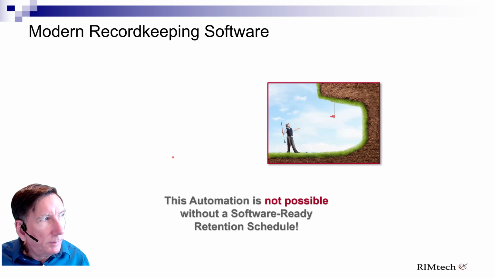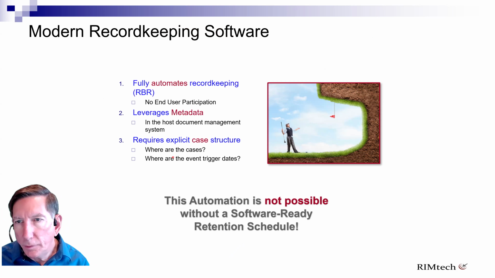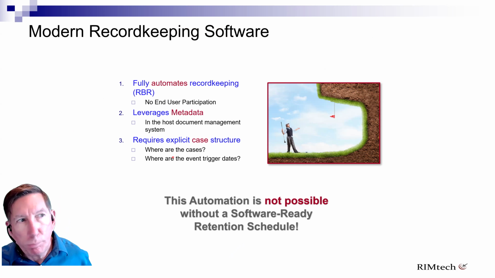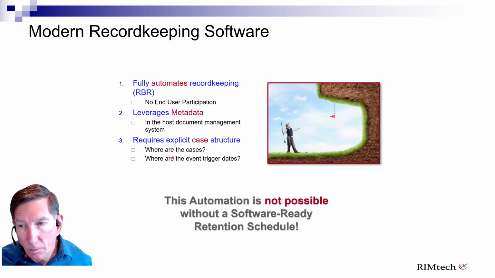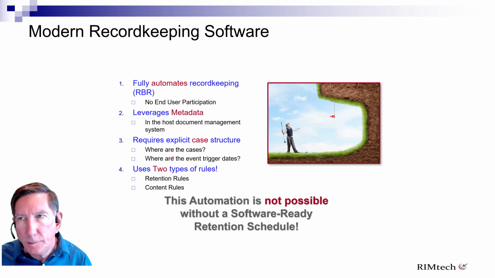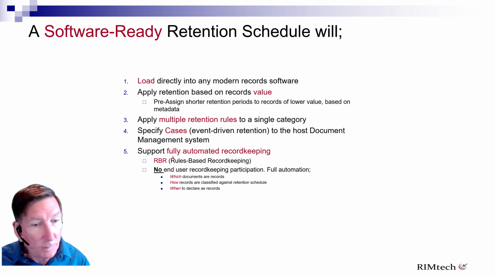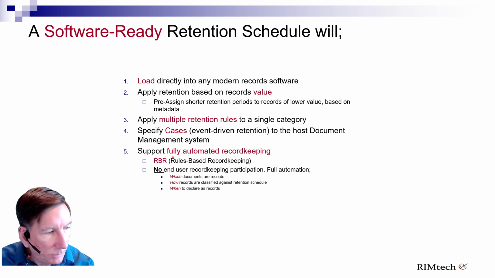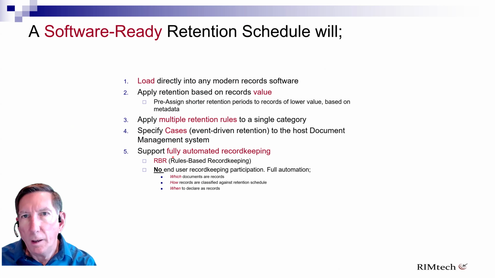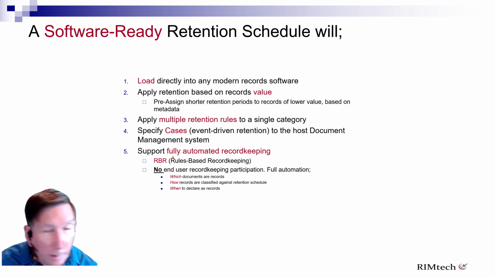So let's start out with the retention schedule. Well, turns out that you're going to have to break it. Whatever retention schedule you have now, you're going to have to change it. You're going to have to convert it to a software-ready retention schedule. That's necessary for the record-keeping software to act upon it because humans are not acting upon it. The software is acting upon it. So these are 5 characteristics of a typical software-ready retention schedule. But make no mistake about it, you have to do that before you can build an EDRMS.